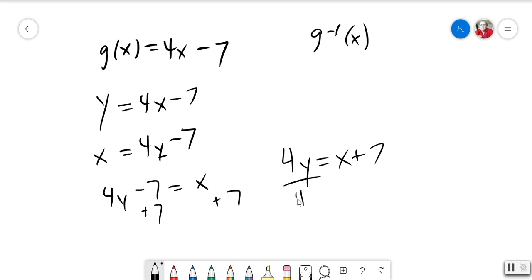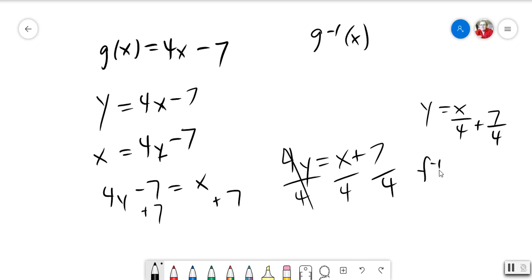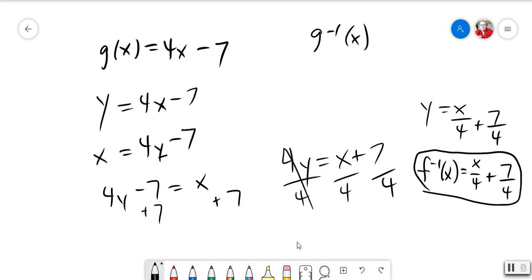Then I divide everything by 4. And it's important to remember you divide each thing on the right side. That gives you y equals x over 4 plus 7 over 4. And then you rewrite it in function notation, and you get inverse function of x equals x fourths plus 7 fourths. Your answer.